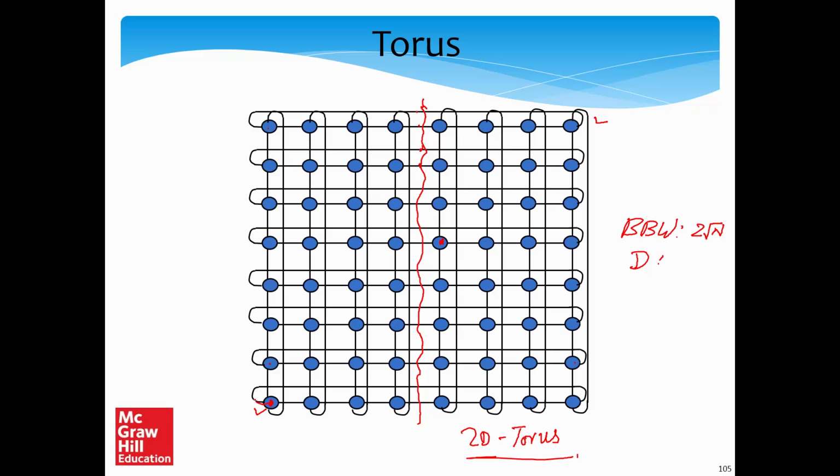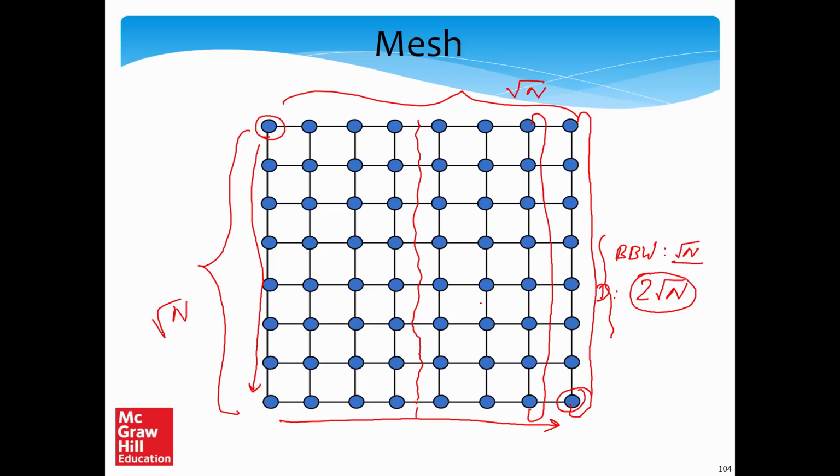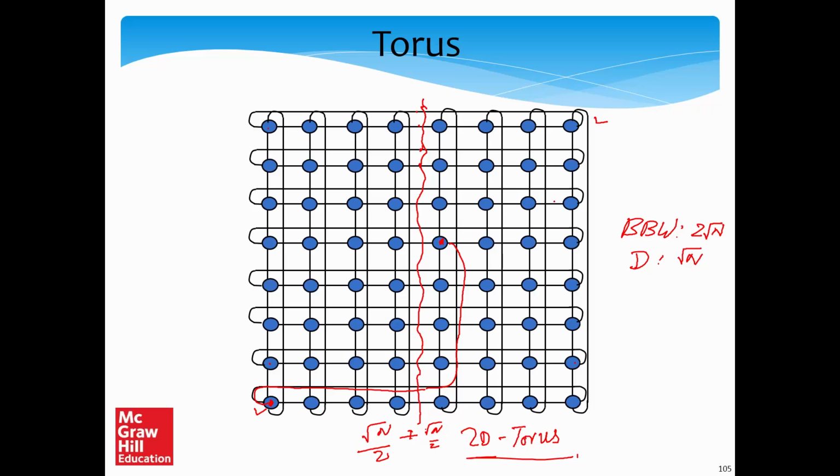So in this case, I need to travel roughly root n by 2 nodes to reach the middle. Again, I need to travel root n by 2 nodes in this way to again reach the middle. So the diameter is approximately square root of n. As you can see, previously the diameter was 2 times square root of n. Now it is square root of n.